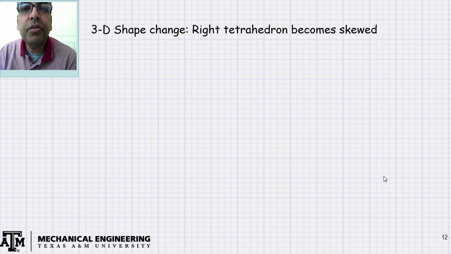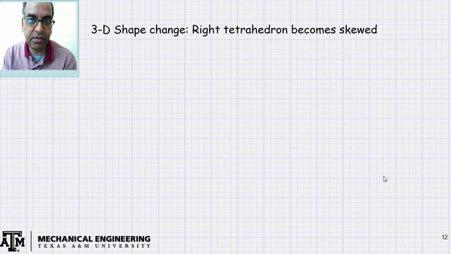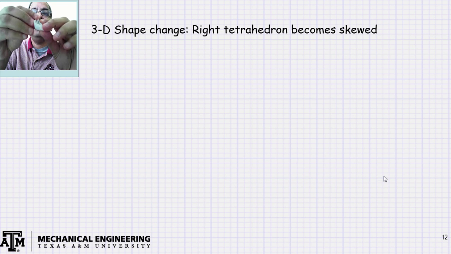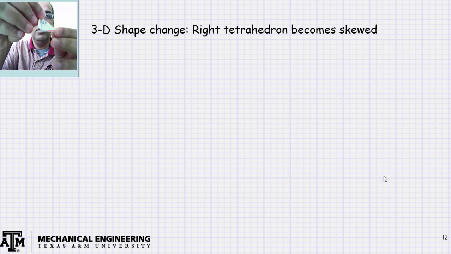Hi, now that you saw how the 2D shape change occurs, now let's move on to 3 dimensions. The first idea is that instead of looking at triangles, now we look at tetrahedra, that is 4 triangles together. Just to give you an idea, we start out with a tetrahedron. I hope you can see this tetrahedron. Can you see it's like a corner of a cube, right?